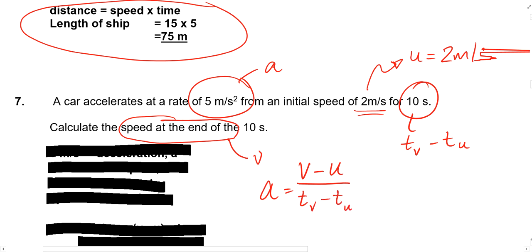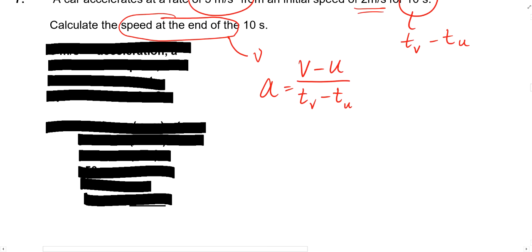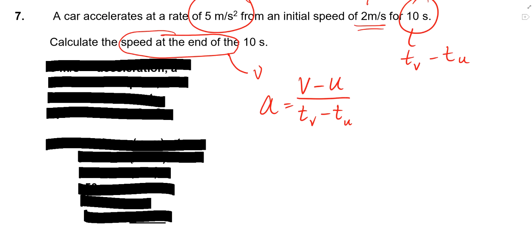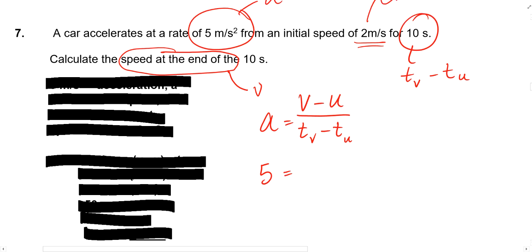Now I'm going to substitute in the values. Okay, how much is A? 5. Equals to, how much is V? Do I know how much is V? No, so we leave it as V. What is U? Divided by 10. Can you find V?